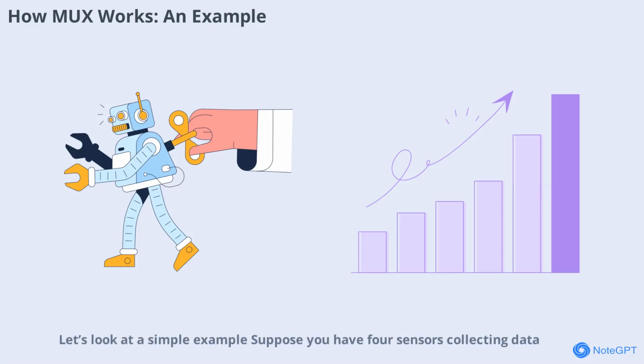Let's look at a simple example. Suppose you have 4 sensors collecting data, but only one data line to send information to a processor. A 4-to-1 multiplexer can connect each sensor to the processor one at a time, based on the select lines. This way, all sensors share the same data line efficiently, and the processor can read data from each sensor in turn without extra wiring.